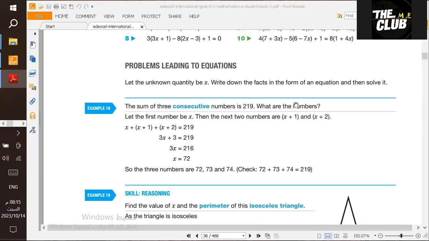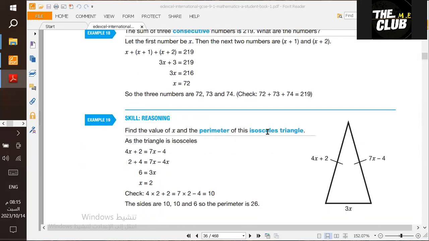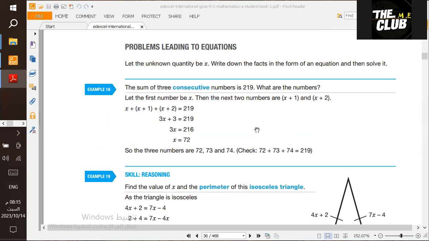Okay, in this video, we're going to talk about problems leading to equations. Problems leading to equations, meaning how we write an equation. Okay, if I'm given a problem, how do I write an equation so that we can work through and solve this problem? Okay. First, let's take a look at the first question.